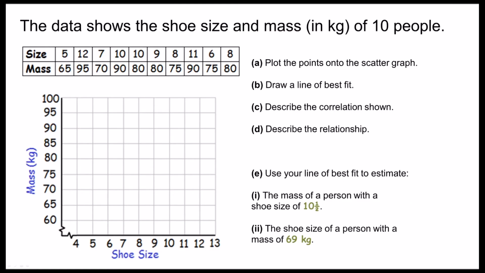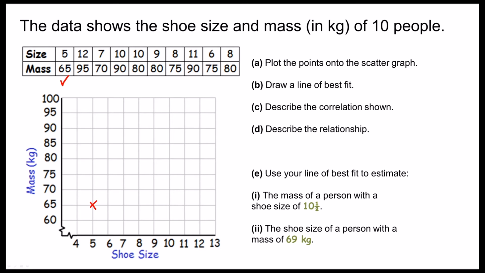So the final thing we're going to look at is putting all of this together with plotting a scatter graph and then interpreting it. In our example, the data shows the shoe size and mass in kilograms of 10 people. You can see that information in the table. Part A asks us to plot these points onto the scatter graph. So, looking at my data points, I can see the first person has a shoe size of 5 and a mass of 65 kilograms. So I need to go across the 5 on the shoe size axis and up to 65 and put a cross.